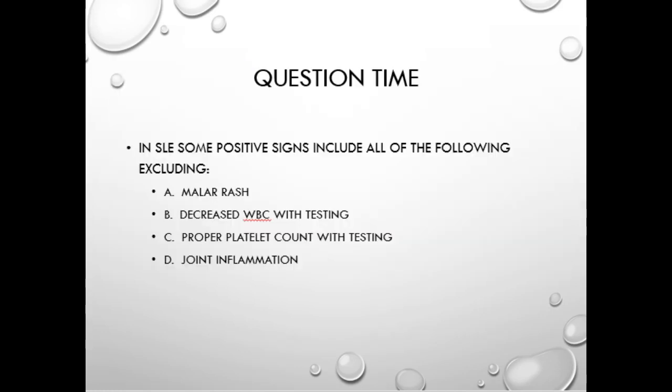Another question, and then we're going to take a little break. In SLE, some positive signs include all of the following, excluding: malar rash, decreased white blood cells, proper platelet count with testing, and joint inflammation. All right, answer that question, and I will see you in the next video.